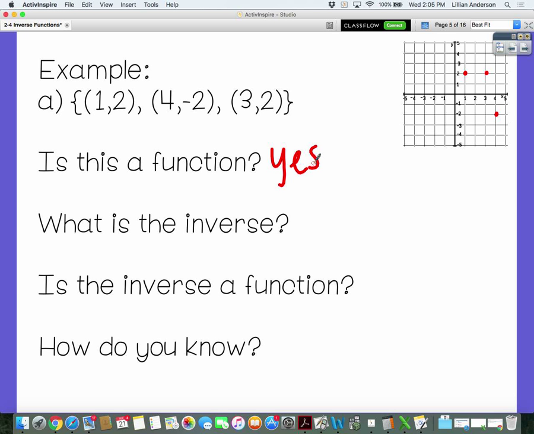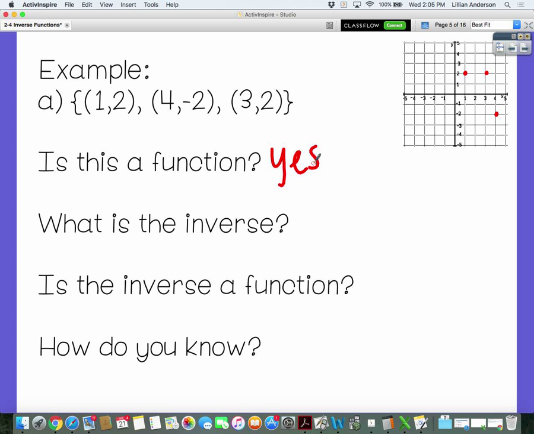Does it pass the vertical line test? Yes or no? Yes, it does. Another way you can look at a function was there was one input for every output, okay? No two x's repeated, right? That's what makes something a function.